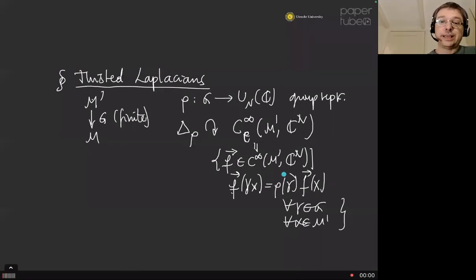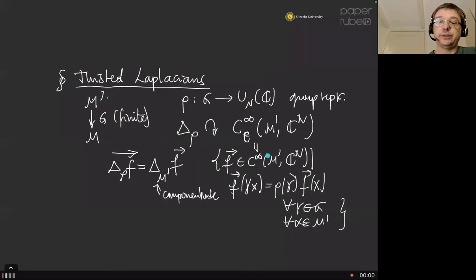Yes, and so it acts on this. And how does it act? Well, it acts on this by spitting out another vector. Let me just write it like this. And this other vector is the usual Laplace operator on top, applied to f component-wise. So f is just a vector of functions. On each individual function, you can act with the Laplace operator of M prime on functions, and you just do this component-wise.